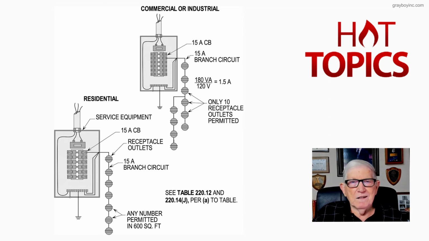Now, let's look at the residential dwelling unit now to the left. And there's a 15 amp circuit. And notice the receptacle outlets on that circuit could be any number in accordance with the calculation of 220.14 I and J. Now, how did we come up with a 600 square foot? We will review that in our next video that comes up next, so keep watching.